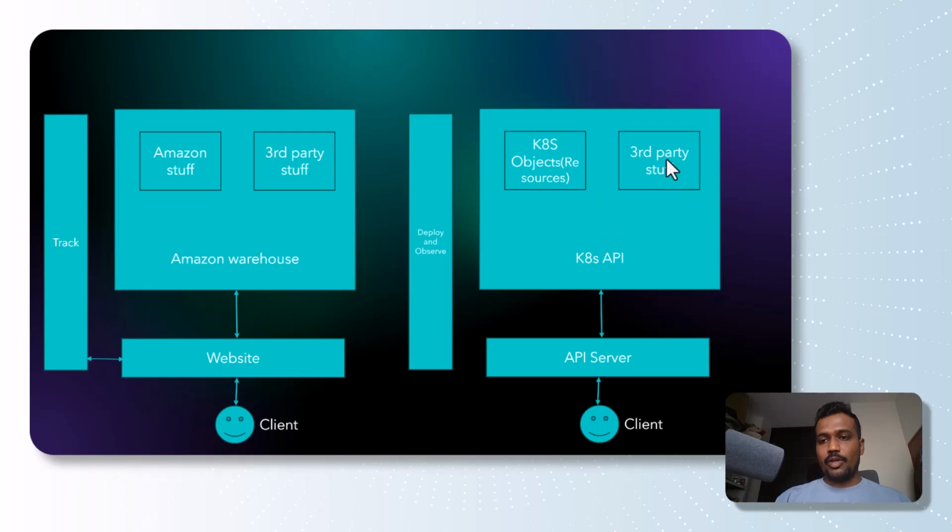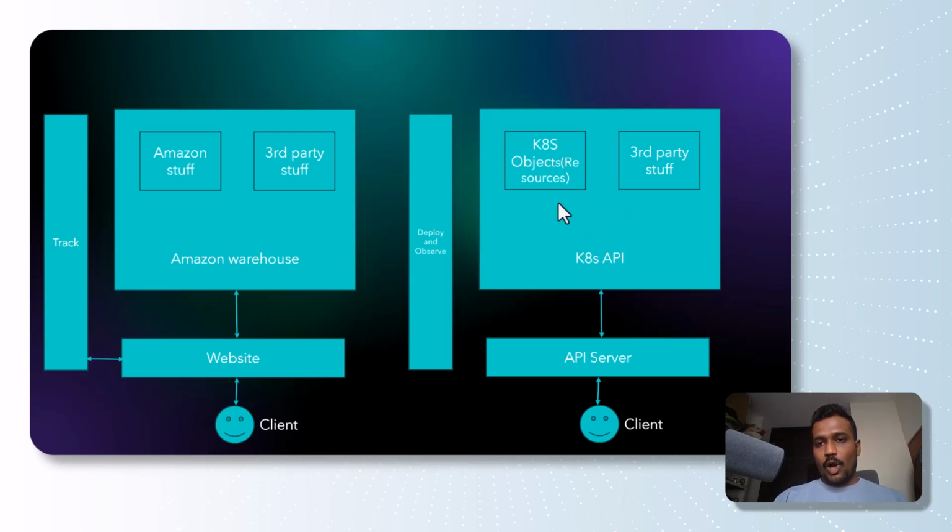We also have third party stuff in Kubernetes. We will be requesting those resources via the API, like how we request via a website. In the Amazon website, once you place an order, we track the status of that order, where it is, in which location it is coming, whether it is delivered or not. Those things we are tracking. The same way in the Kubernetes API as well.